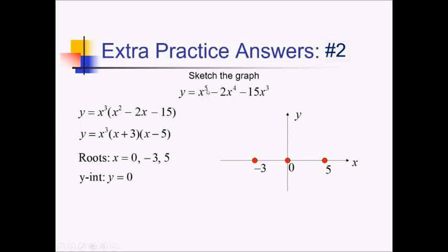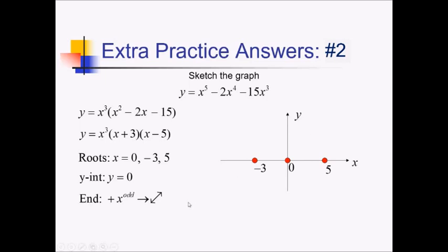X to the 5th is our lead term. In general, that's a positive x to an odd power, which means this is going to behave like a y equals x, like a line sloping up. So we're starting below the x-axis and ending above it.